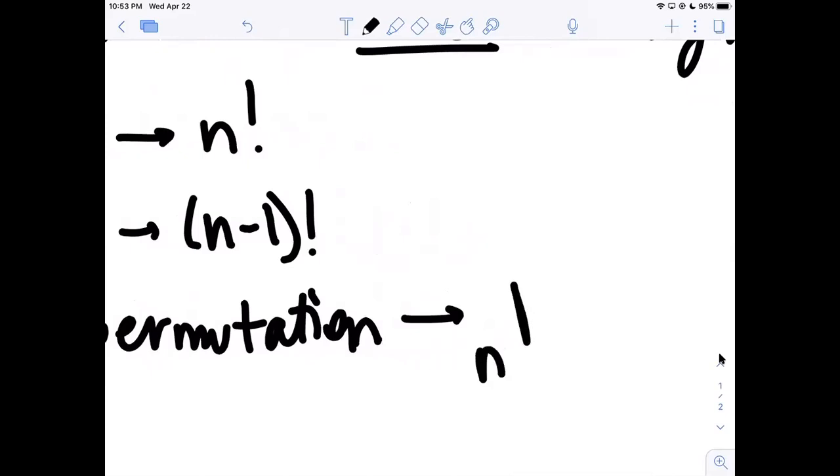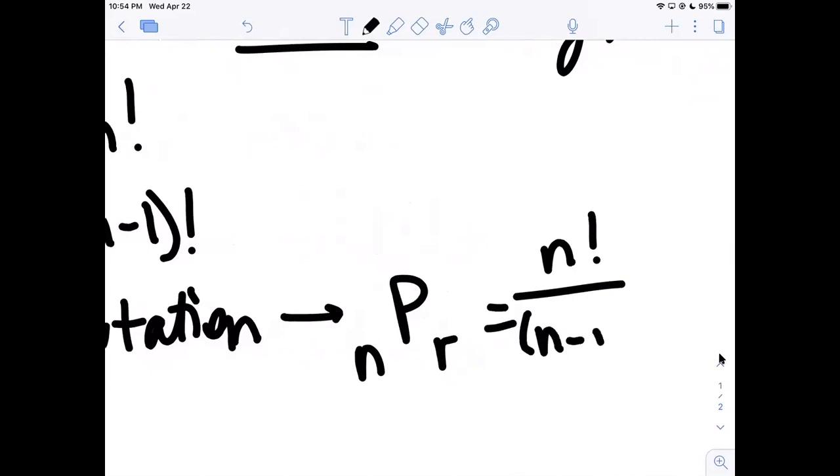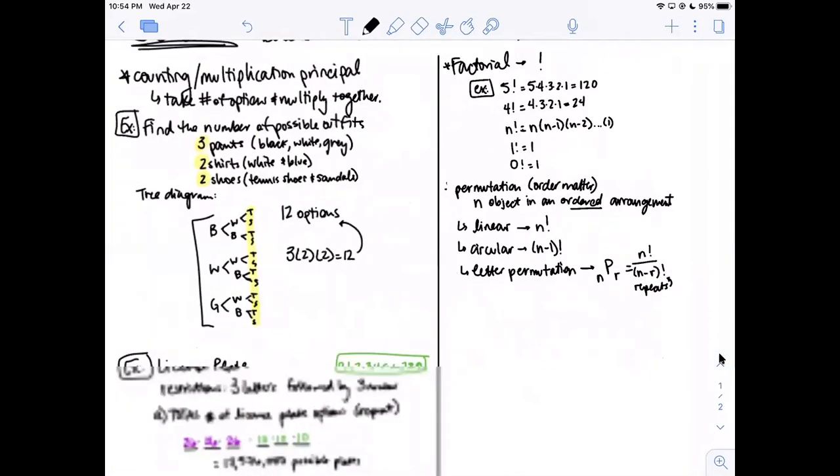There's a way to do this in your calculator. There's a button that says nPr. What that means is you're doing n factorial divided by the total minus how many we're taking, the small group, factorial. So you're taking the total and then dividing out the repeats, essentially. That's what this thing represents right there. All right, so let's do some examples.